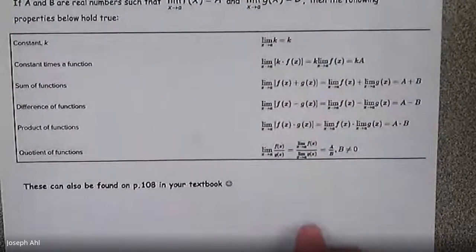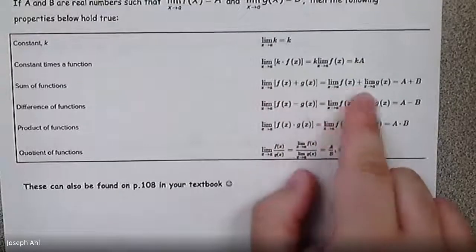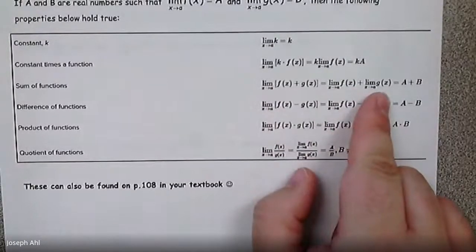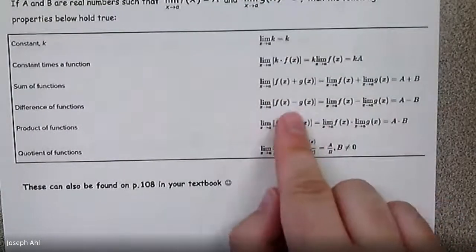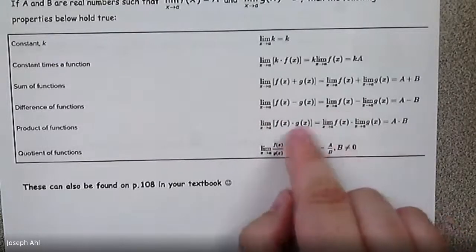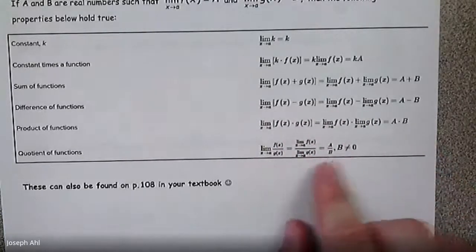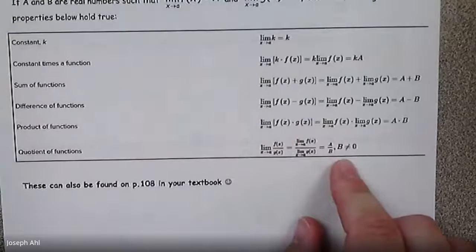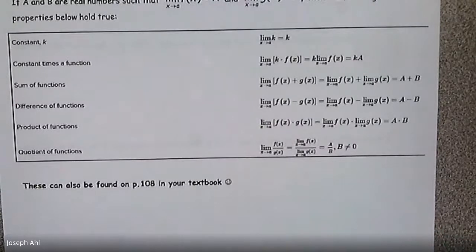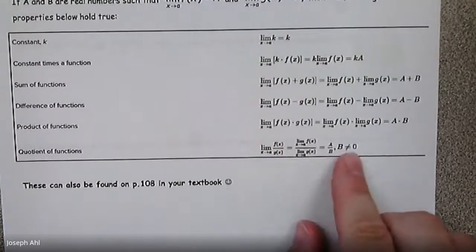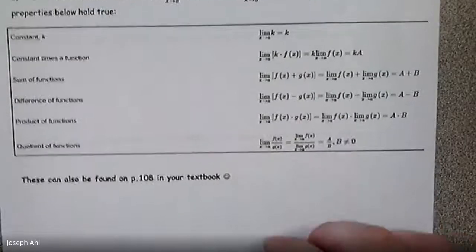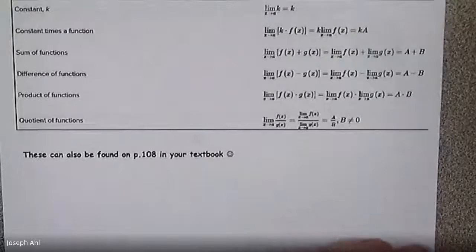And if you continue down the line, the limit of a sum is equal to the sum of the limits, and it follows for the other operations as well. The limit of a difference is equal to the difference of the limits, the product, and finally, we always have to be aware of the quotient because if b is equal to 0, then we get something that's undefined, but otherwise, this holds true as long as b does not equal 0. If you want another visual, these can be found on page 108 in your textbook.